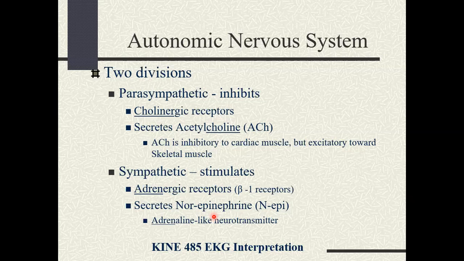And then on the sympathetic nervous system, we need to think about the sympathetic nervous system as something that will stimulate. And we're going to have adrenergic receptors or beta-1 receptors, which are responsible for picking up the pace of things, so making things go a little bit faster. Okay, so what you're going to notice is the sympathetic nervous system is going to be responsible for secreting norepinephrine, which is an adrenaline-like neurotransmitter.